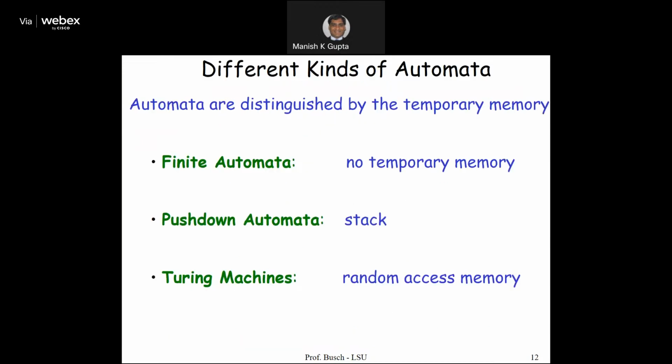Now different kinds of automata are possible. Normally people look at only these 3, because the 4th one, the linear bounded automata, is a special kind of Turing machine where the tape is limited. So the computation is allowed in a limited space. That's why it is known as linear bounded automata. First is finite automata, where there is no temporary memory. Very simple form of machine.